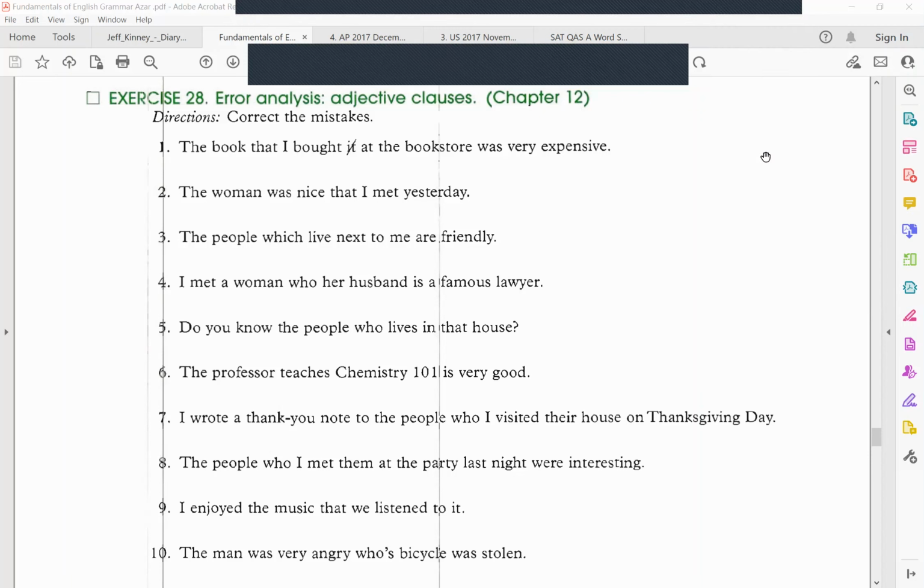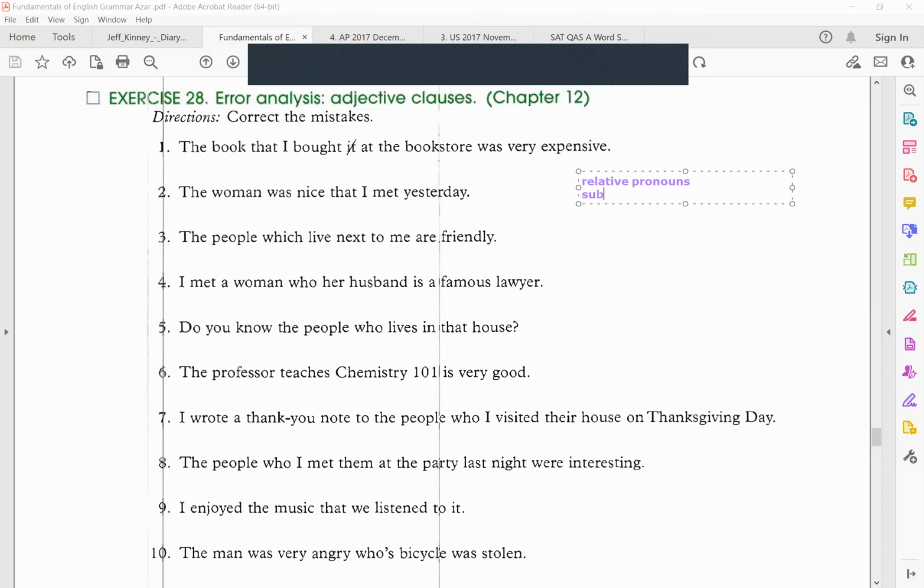In the following exercise, we have to analyze the errors in our adjective clauses. One general rule is to remember that there are different cases of pronouns. A quick recap, relative pronouns: for people, subject would be who, object would be whom. If it's essential, it can be omitted. And possessive adjective followed by a noun would be whose. And for things or animals, we can use which or that.